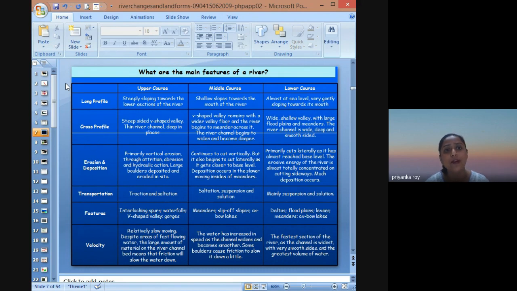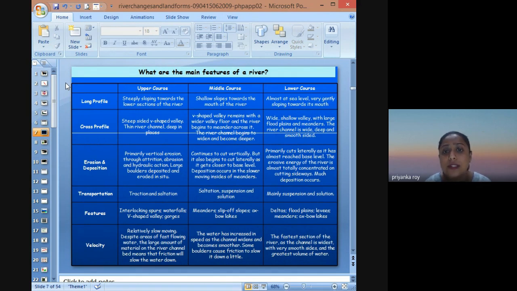The cross section profile says that the steep side has a V-shaped valley, and the river channel is deep in certain places. Similarly, in the middle course, the V-shaped valley remains there, but it is a little bit wider than the upper course. So the V-shaped valley still remains here, and it has a wider cutting section. So the river starts to meander a little bit across the river channels, and begins to widen and becomes a deeper section of the river.